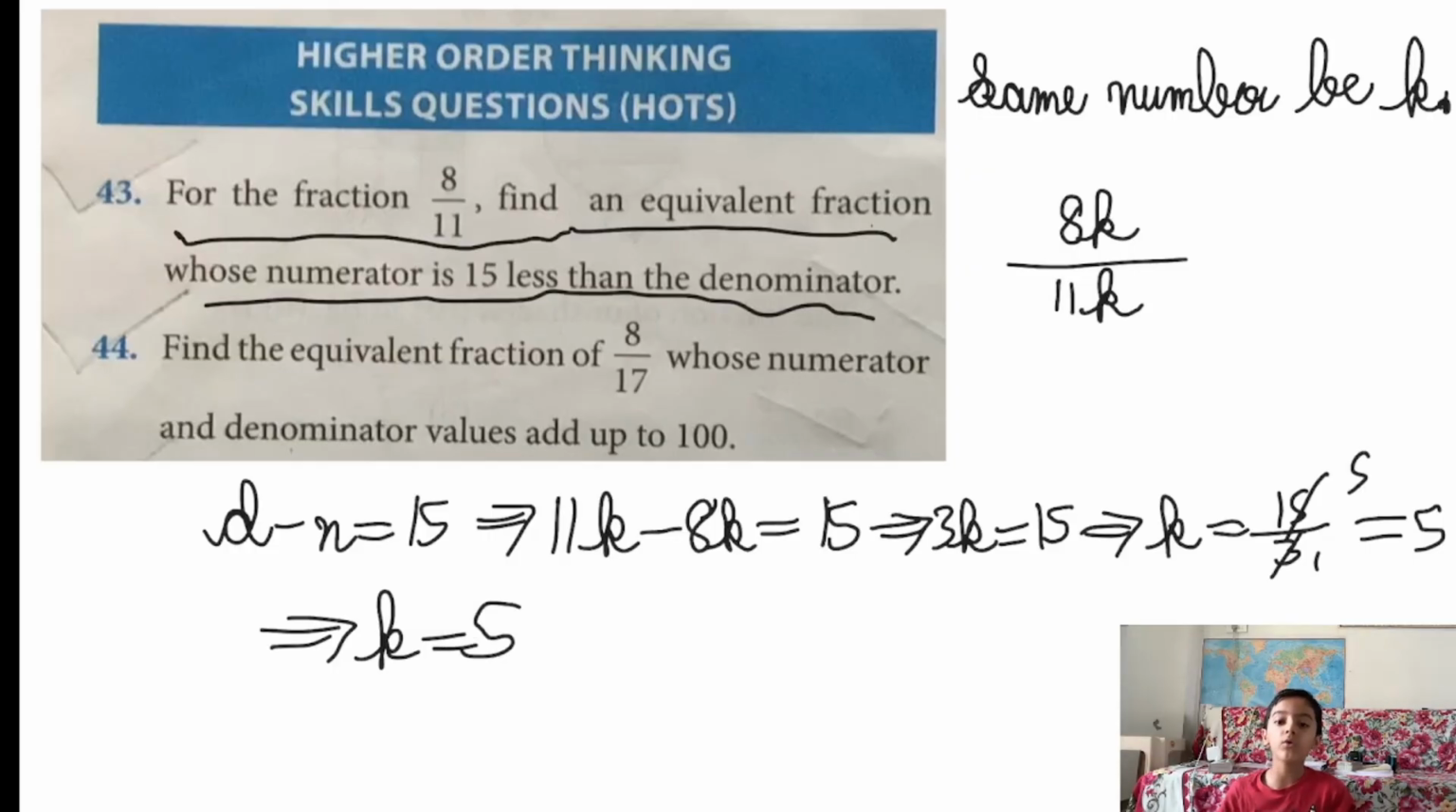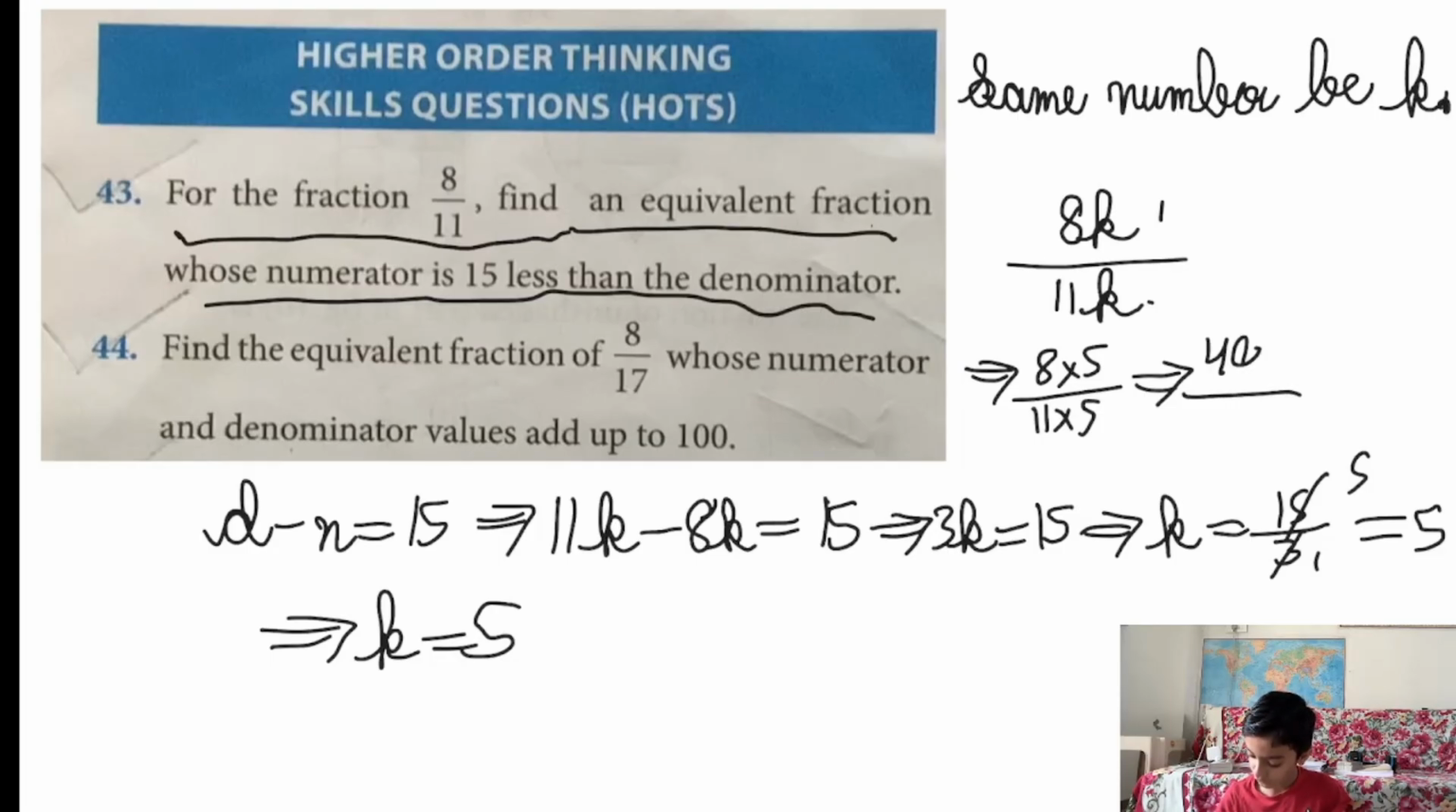We'll put the value of k, which is 5, in this expression, 8k by 11k. So it will be 8 multiply 5 by 11 multiply 5. 8 multiply 5 is 40. So 40 and 11 multiply 5 is 55. So 40 by 55. So an equivalent fraction of 8 by 11, whose numerator is 15 less than the denominator, is 40 by 55. So the correct answer of question 43 is 40 by 55.